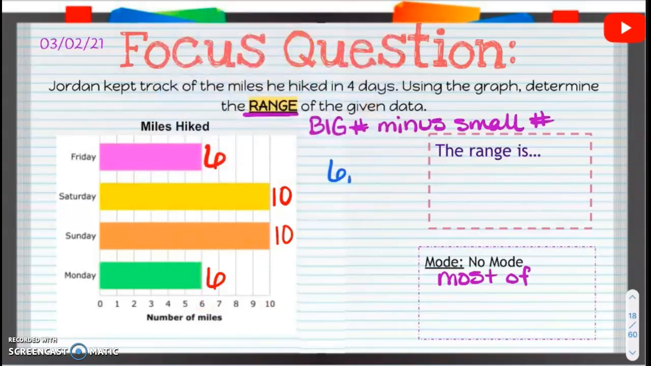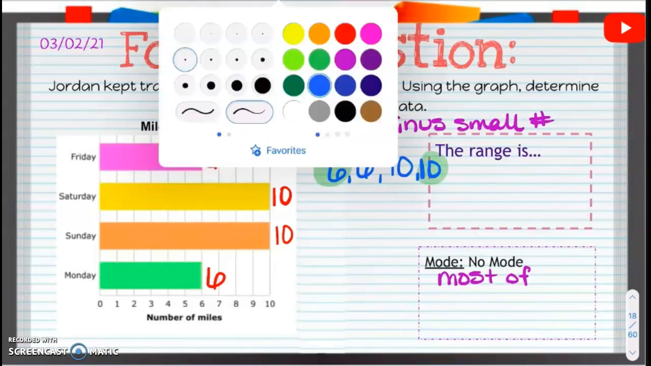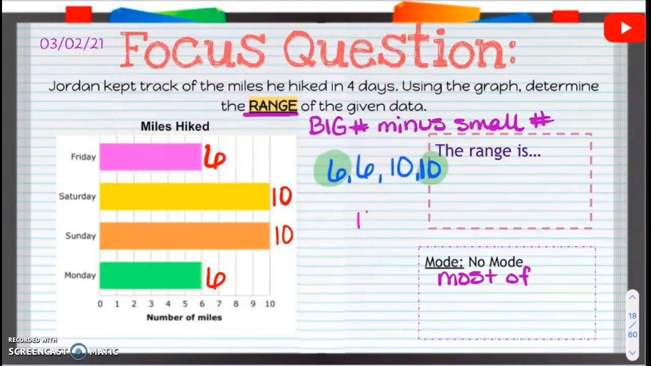we have a 6, 6, 10, and a 10. When we take a look at those, the biggest number is going to be 10. Smallest number is 6. So all we're going to do is 10 minus 6, and you should get 4.